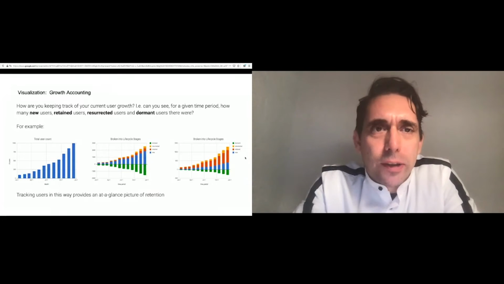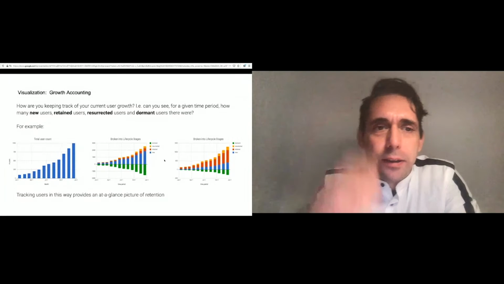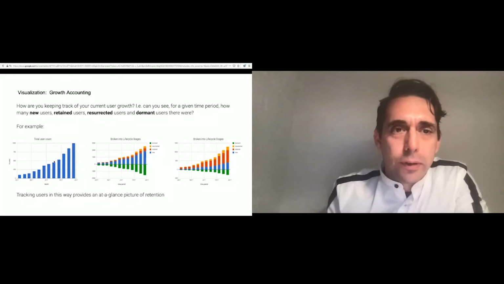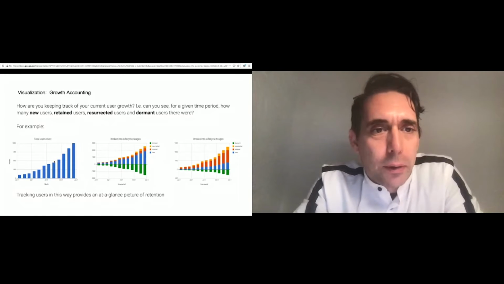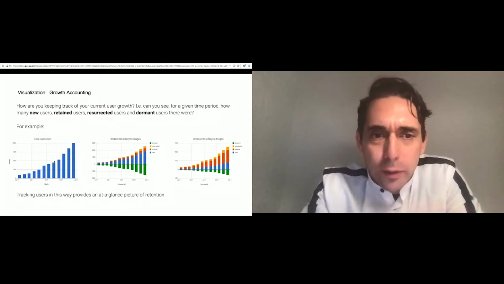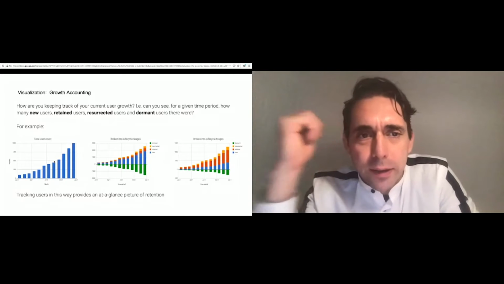So one of the challenges when we think about measurement is if you look at a graph like the one on the left here, looking at something like total users tells you nothing really about growth. Not really. It looks like a very impressive graph. It's going up and to the right, so it's all good, right?